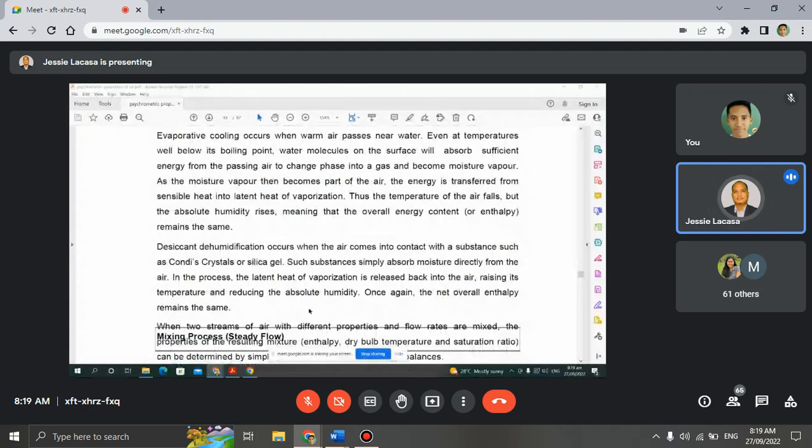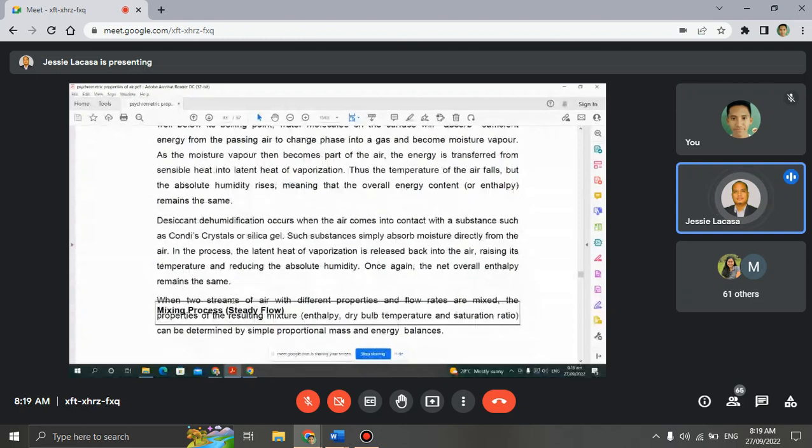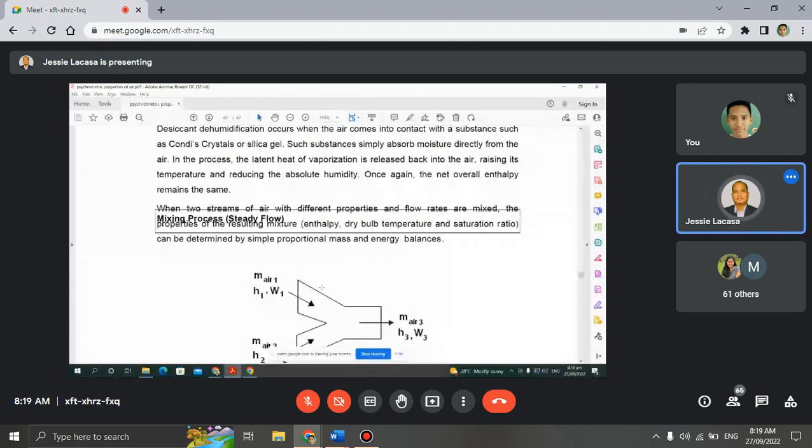So, the second dehumidification occurs when the air comes in contact with a substance such as condensed crystal or silica gel. Itong parihabitaan ng sa inyong sapatos, no? Dehumidification na siya. Such substances simply absorb moisture directly from the air. So in the process, the latent heat of vaporization is released back into the air, raising its temperature and reducing the absolute humidity. So once again, the net overall enthalpy remains the same. Amo na nga adiabatic siya.